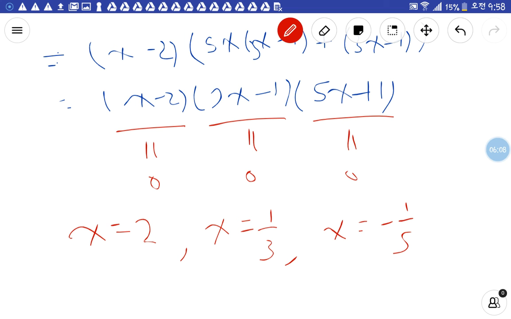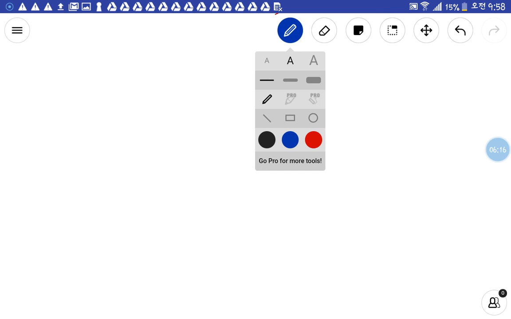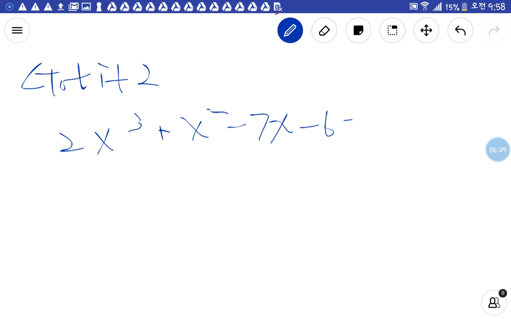Alright, so I'm going to give you time to work on Got It 2 by yourself. Please pause this video, and after you solve it, please check the answer. Alright, Got It 2. What are the rational roots of 2x cubed plus x squared minus 7x minus 6 equals 0?